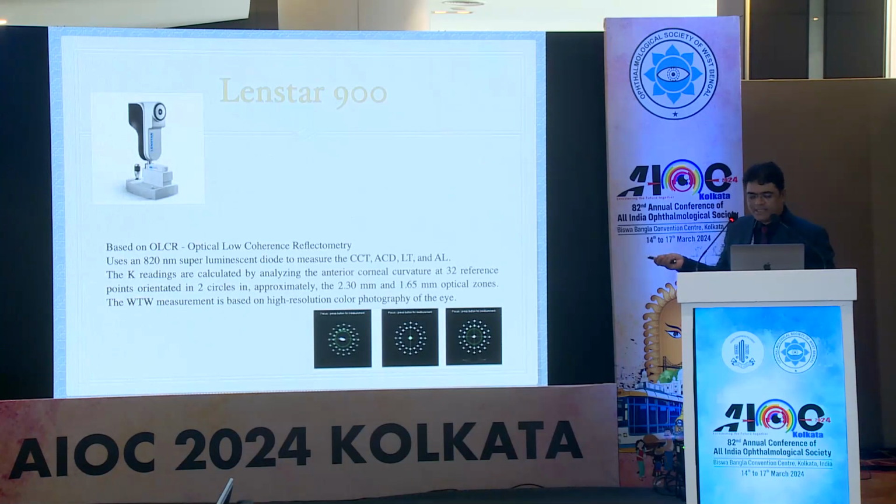Then came the Lenstar 900, which was based on optical low coherence reflectometry, and it used an 820 nanometer superluminescent diode. Optically it was measuring all the parameters which we wanted, like axial length, CCT, ACD, and lens thickness. That's how they developed. And K readings were analyzed from the anterior corneal curvature at 32 reference points which were oriented in two circles, at the 1.65 and 2.5 millimeter optical zones.